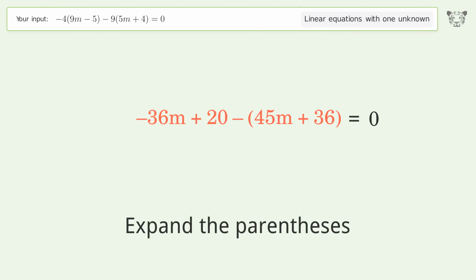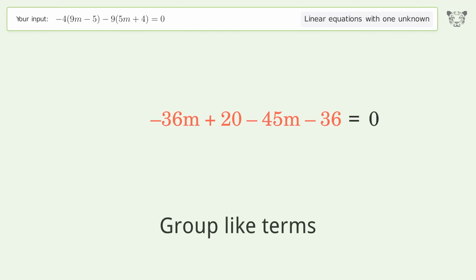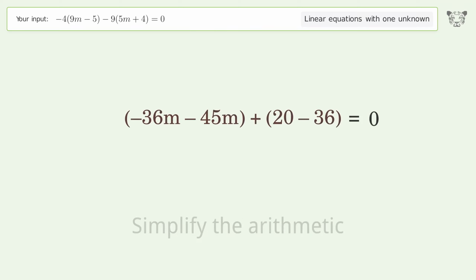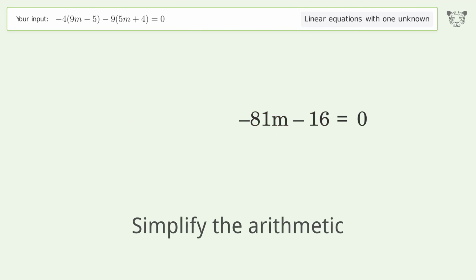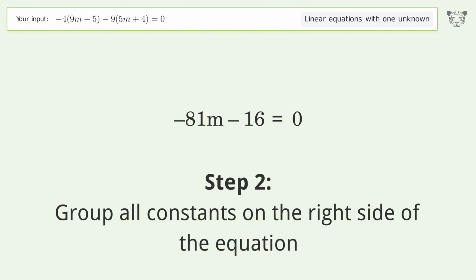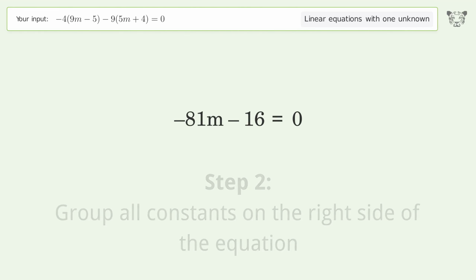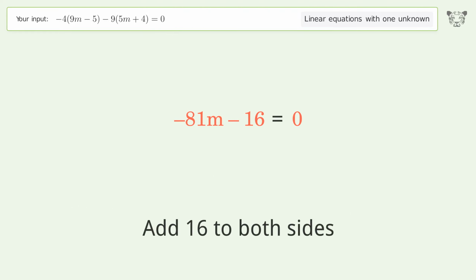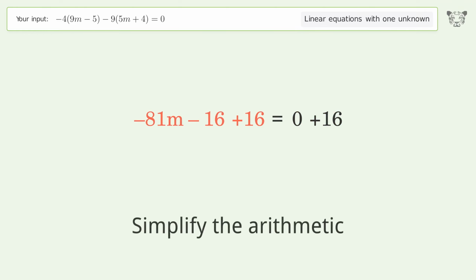Expand the parentheses. Group like terms. Simplify the arithmetic. Group all constants on the right side of the equation. Add 16 to both sides. Simplify the arithmetic.